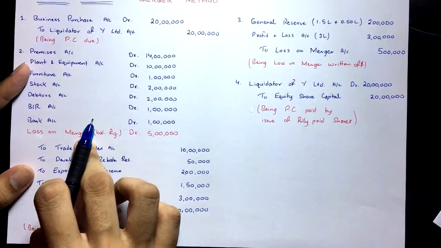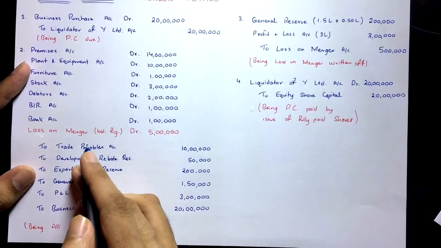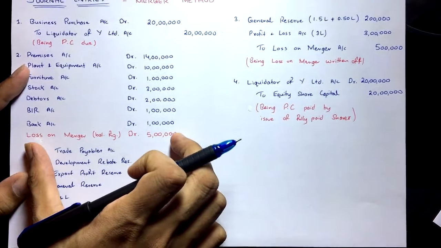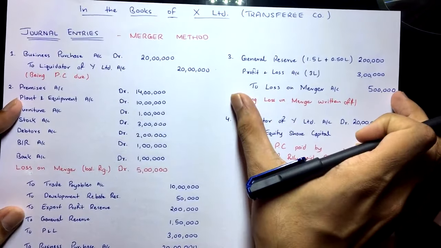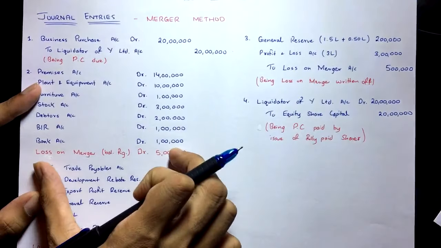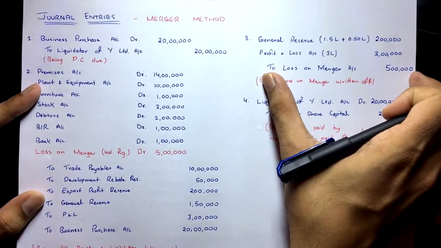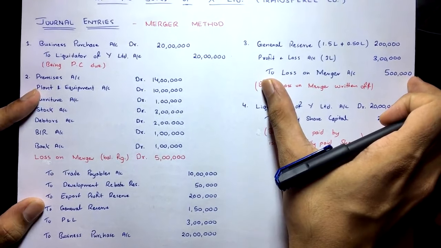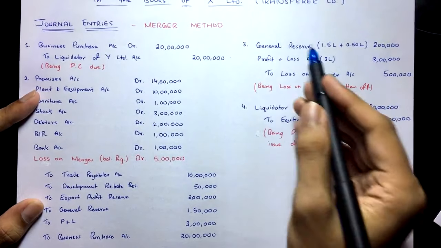Ye loss hai na, write off karna hai. Kaise? Free reserves use karke. So simple. This is debited over here. You have to credit that 5 lakh. Understood? Ye either debit hai, you have to credit that. Okay. Cancel the loss on merger. You have to write it off, so you have to use free reserves.